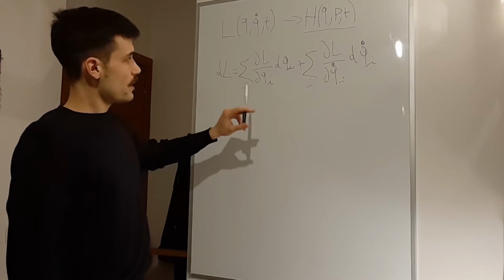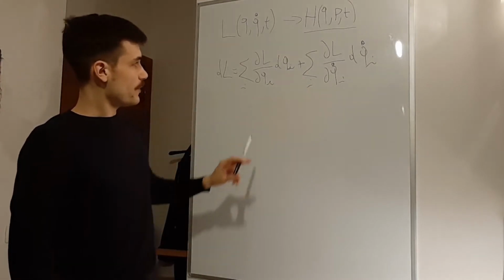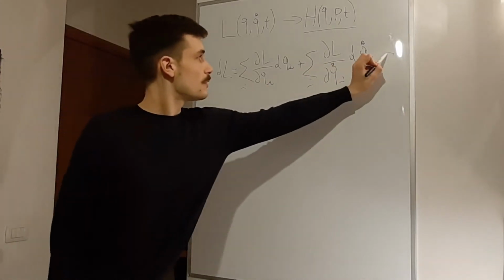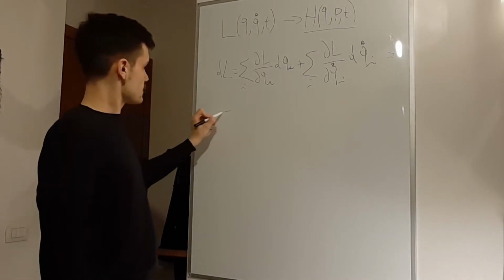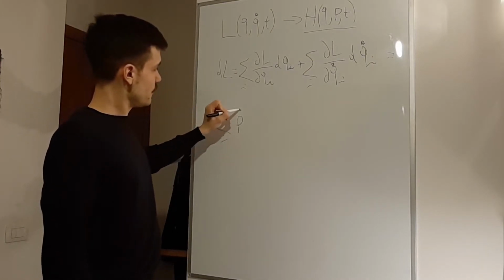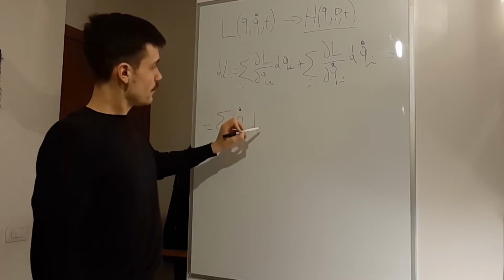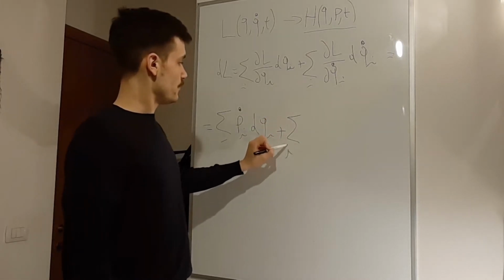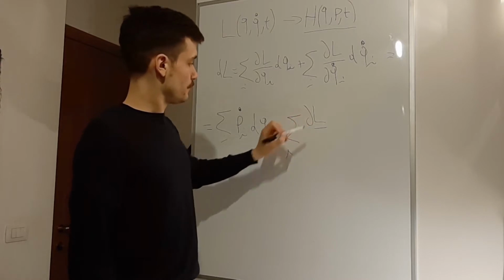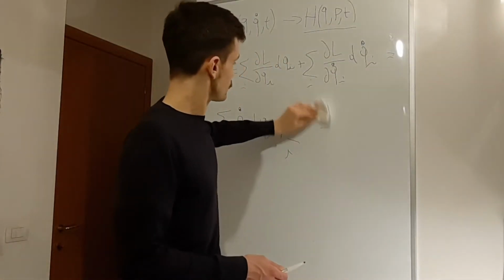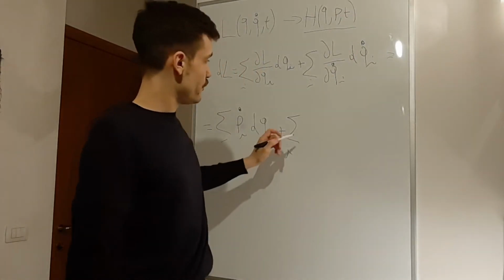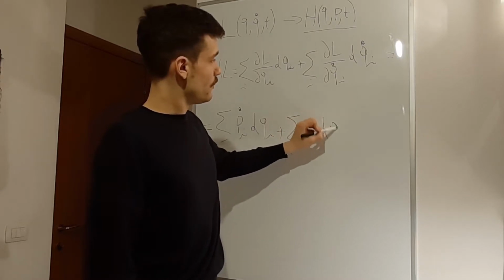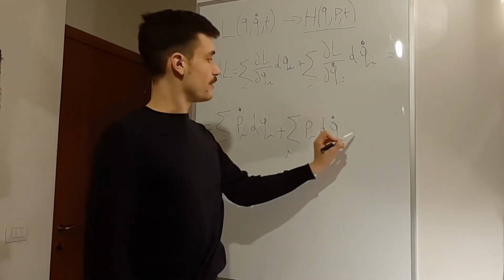At this point, we already know what these are. In fact, this is the time derivative of the momentum and this is the momentum. Thus, we can write this as the sum over i of the time derivative of the momentum times the differential of position, plus the sum over i of the momentum times the differential of the velocities.